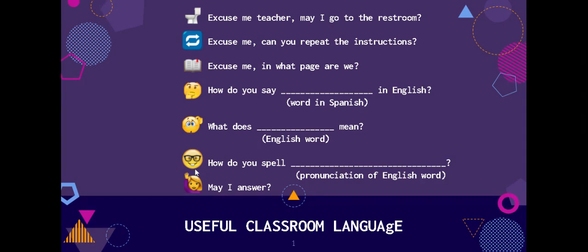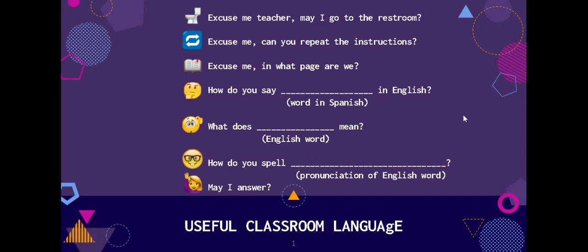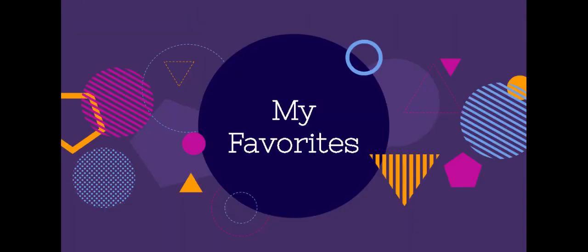Here's another one. How do you spell, and you say the word, how do you spell cat? C-A-T, cat, okay? So this refers to the spelling. And maybe you want to answer a question, you say, "May I answer?" Okay? So those are some examples of useful classroom language that we can use in our class in the future, okay?